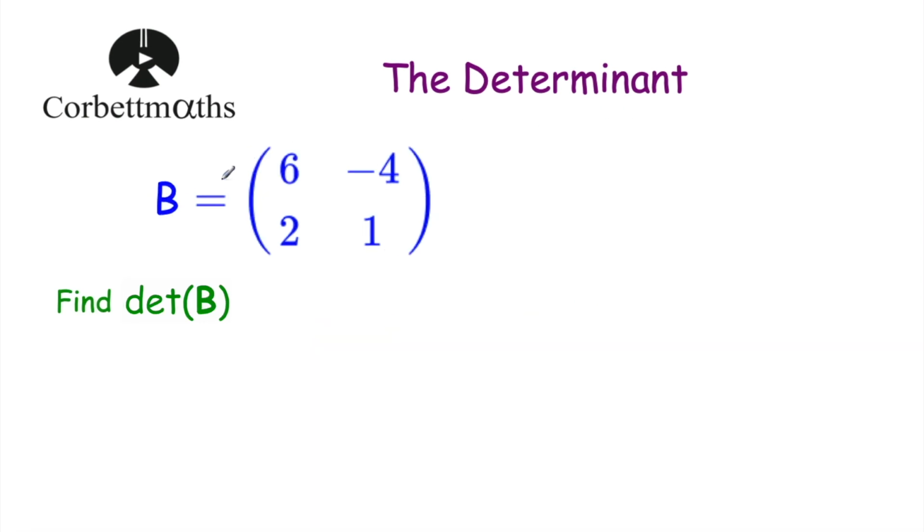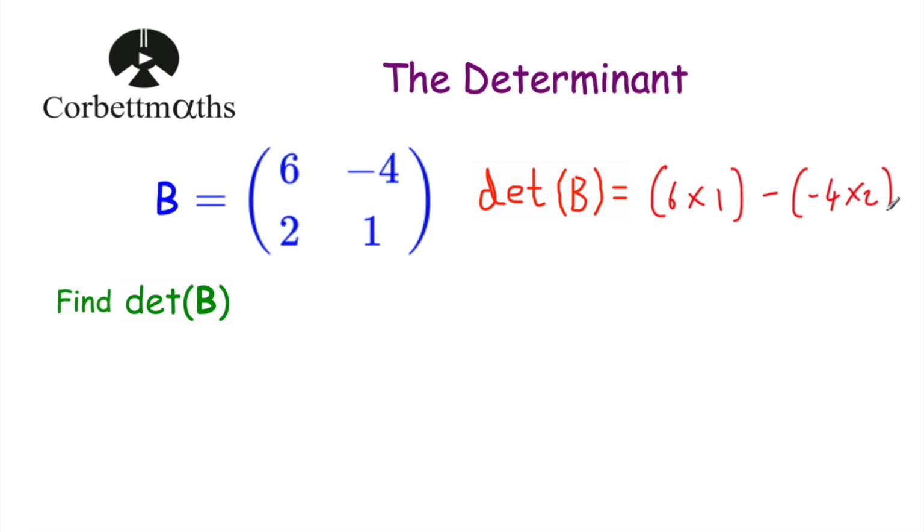Okay, let's look at our next question. So this time we've got the matrix B, we've got 6, -4, 2, 1, and we want to find the determinant of this matrix B. So we're going to do a times d, subtract b times c. So the determinant of B is equal to 6 times 1, so 6 multiplied by 1, subtract -4 times 2, so -4 times 2.